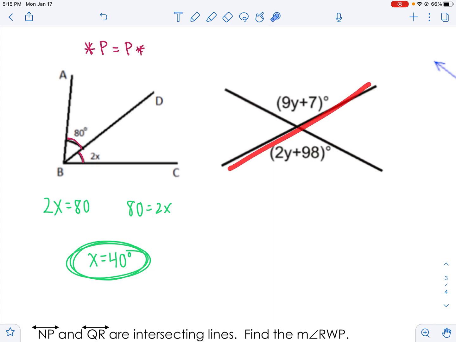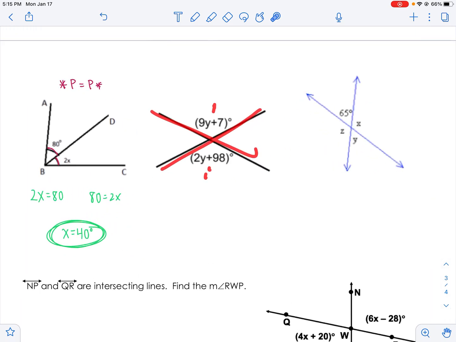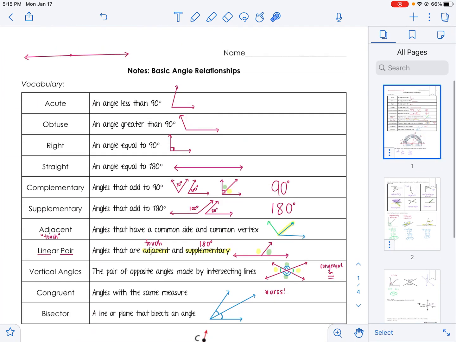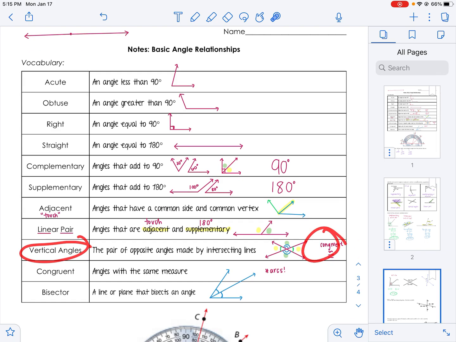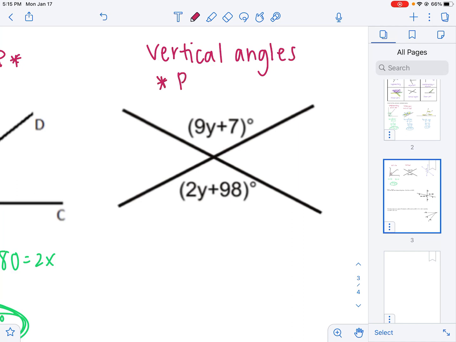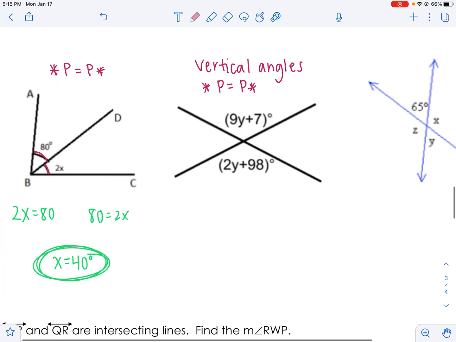Now, on this next one, I see an x, I see angles across from each other. If you remember, if you scroll back, angles that are across from each other in the x were vertical angles, and vertical angles are always congruent. So because they're vertical angles, they're congruent, I can set up this one as part equals part as well. And what's nice about part equals part problems is that it really doesn't matter which side which part is on. I like to pick the bigger coefficient and do that one first, but it really doesn't matter. So this one would set up, it would be 9y plus 7 part equals the other part, 2y plus 98.